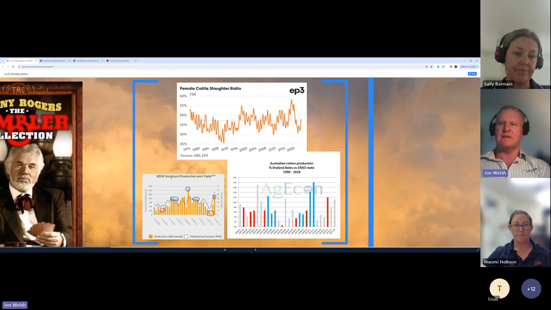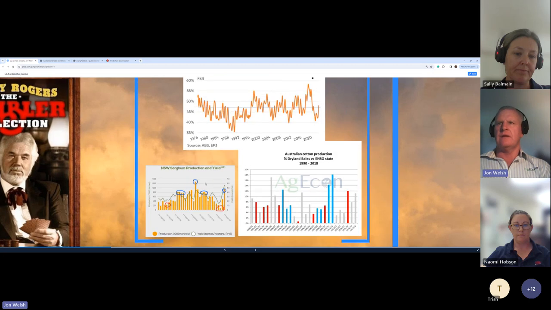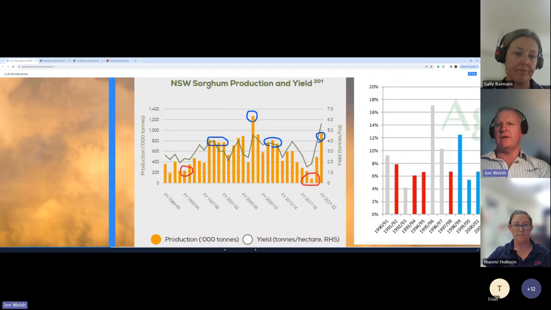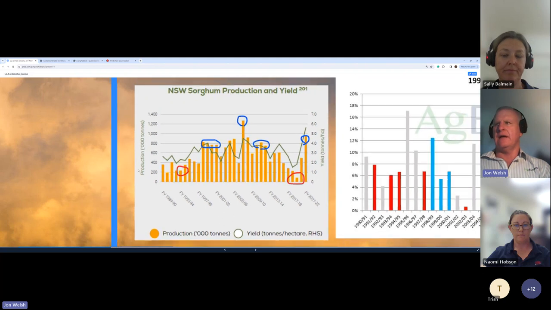So this is all cycle based, and you have another look here at the New South Wales sorghum production and yield. The blue circles here are, again, eras of high production for sorghum occurring in La Nina years. And these red circles here just show those really tough years where we've had El Ninos, and of course 2019 and 1994 were landmark years. Obviously the volume's going to also depend on the price at the time and the substitution in and out for cotton for summer crops. But nonetheless, another cycle there.